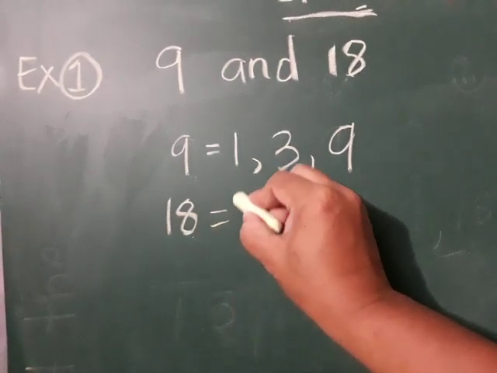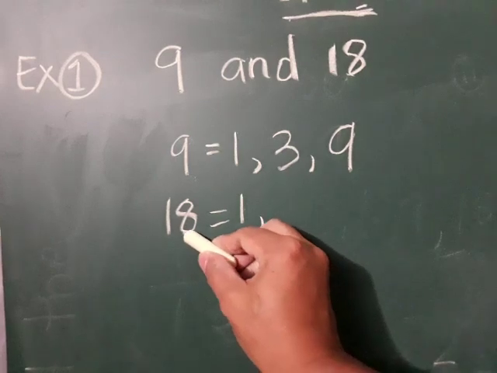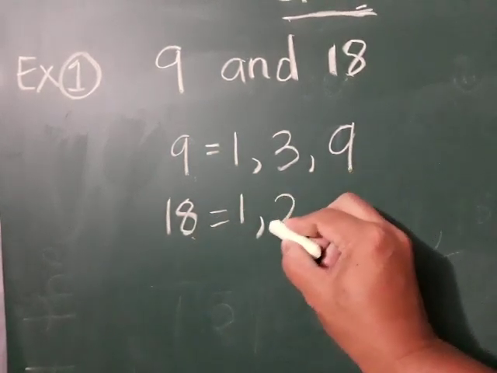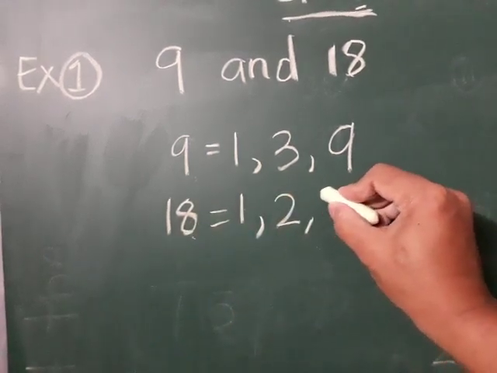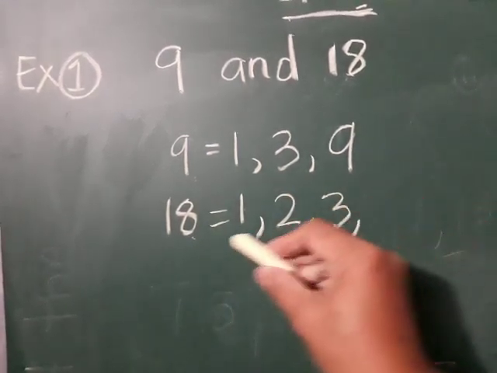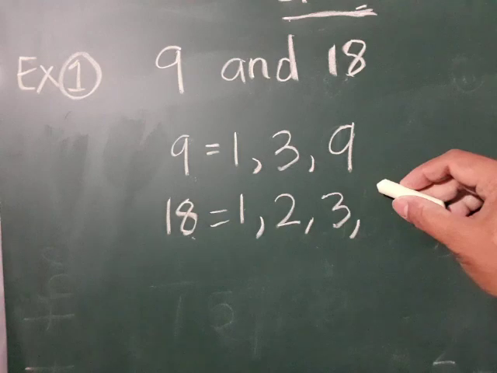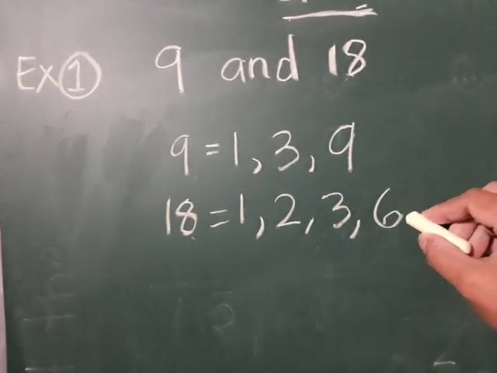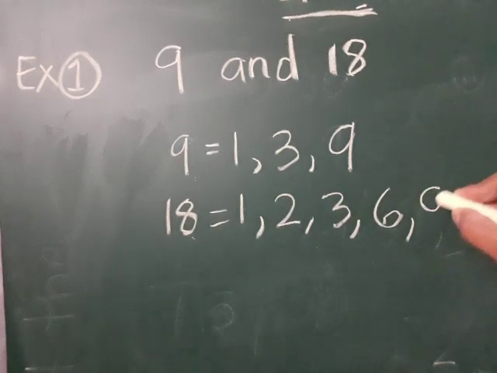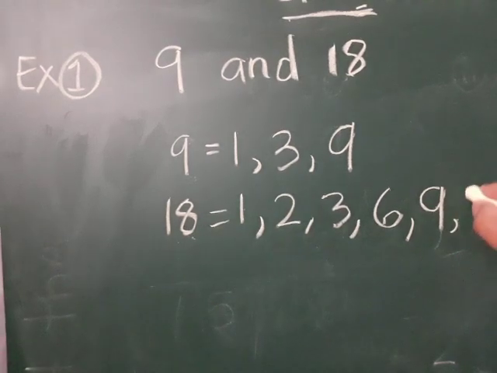Next, 18. Always 1 is included. 18 is divisible by 2. 18 is also divisible by 3. And what else? 6. Yes, 6 times 3 is 18. And of course, 9. Why? 9 times 2 is 18. And of course, 18 itself.